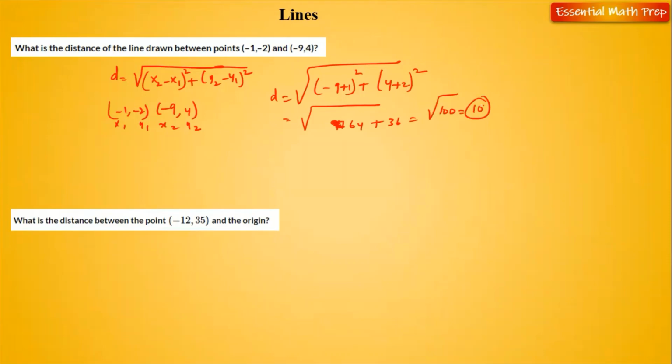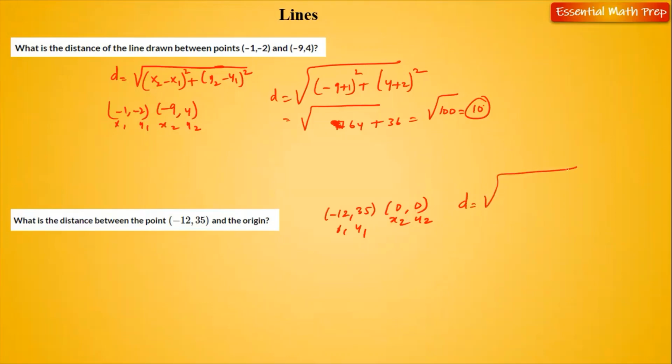Right? What's the distance between a point and the origin? That's very simple. It's not much different than the one above, except this time one of the ordered pairs will be 0, 0 because it's from the origin. So this is x1, y1, x2, y2. It didn't really matter which ones within the bracket you assign x1, y1, as long as you're consistent.